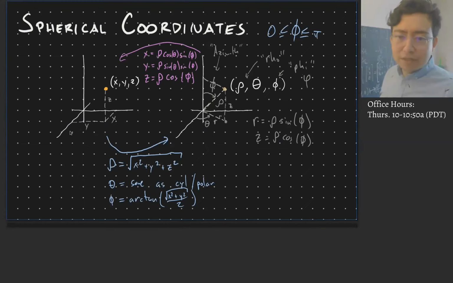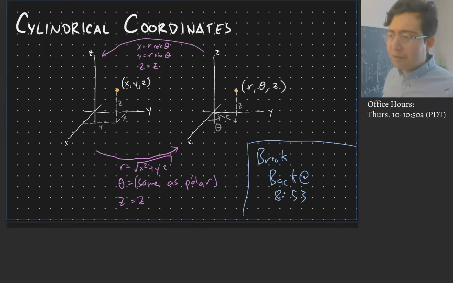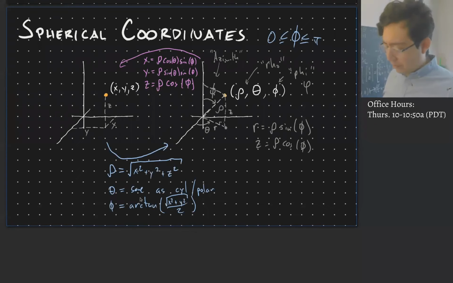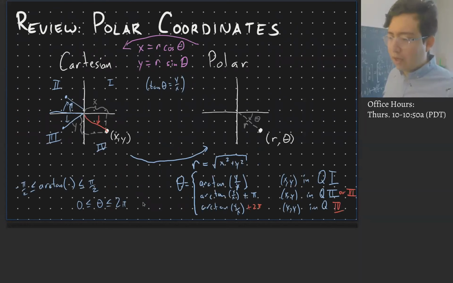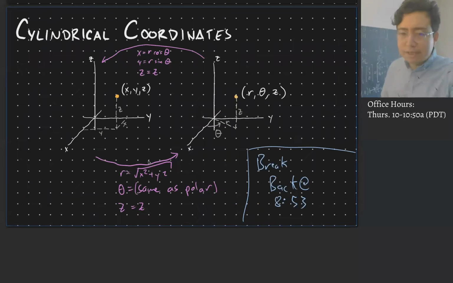Someone's asking if I could explain this theta. The theta is going to be the same formula that we used up here, which is kind of nasty. It depends on what quadrant in the XY plane you're in. I think I'm going to jump to an example because that's the easiest way to see exactly what's going on.